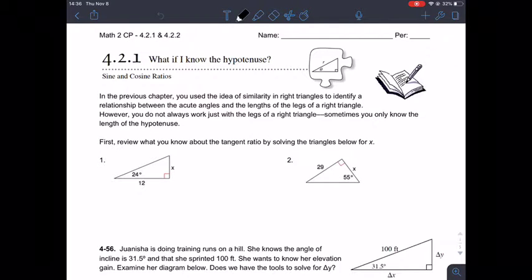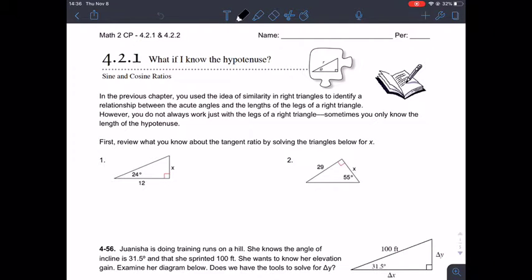So when we were talking about tangent, we had the legs of a right triangle, so that means the sides touching the right angle. But sometimes we're not going to know those sides. We're only going to know the hypotenuse. So we're going to figure out how we can use trigonometry to find missing sides of a triangle when we have the hypotenuse.